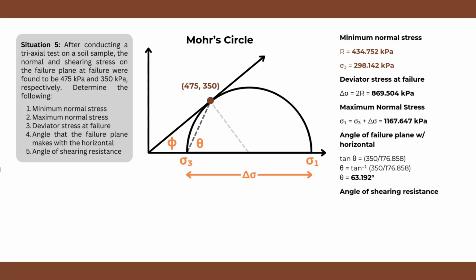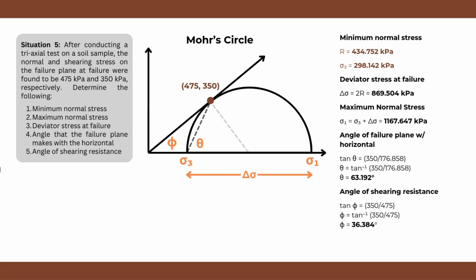So okay, last na. For our angle of shearing resistance, same lang gagawin natin na kukuha lang tayo ng right triangle ulit sa figure. Tapos apply natin ulit yung trigonometry. So for this one, ang opposite side is 350, then ang adjacent side is 475. Solving for the angle using the function tangent theta, we will get the value of 36.384 degrees. So tapos na natin sagutan lahat ng questions.